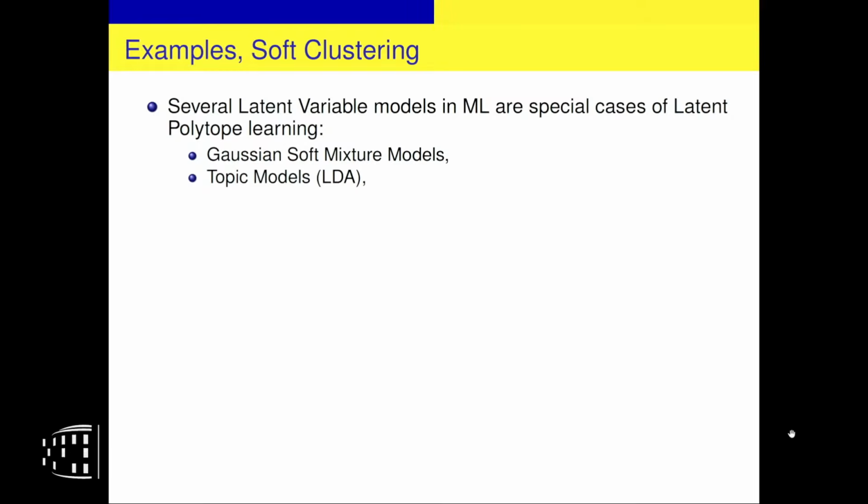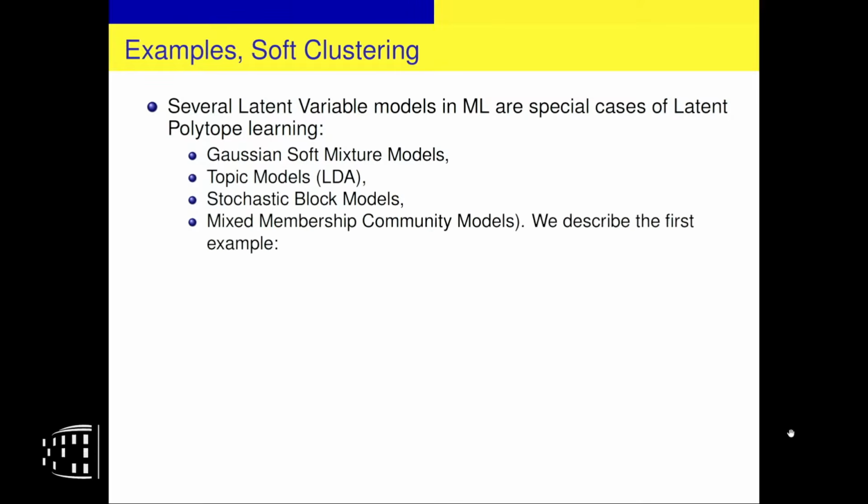In Gaussian mixtures, the vertices of K are the means of the components, as I'll explain a little bit later. In topic models, the topic vectors are components. If you're not familiar with any of these models, don't worry, they don't matter. All that matters is the geometric problem that's been abstracted out. Stochastic block models, mixed membership community models, these are generalizations of stochastic block models. Again, it doesn't matter if you don't know what they are. We describe only the first example.